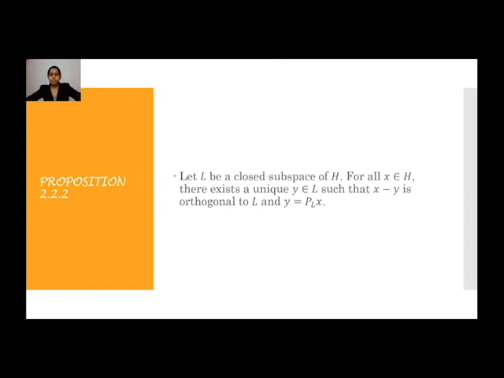Just go through the proposition again clearly. What we had done was prove that x minus y is orthogonal to L if and only if y is equal to PL of x. And in the end we had seen that if we choose a suitable y, we can always find a unique y which satisfies the condition that x minus y is orthogonal to L. And once we get that condition, we can prove this proposition.